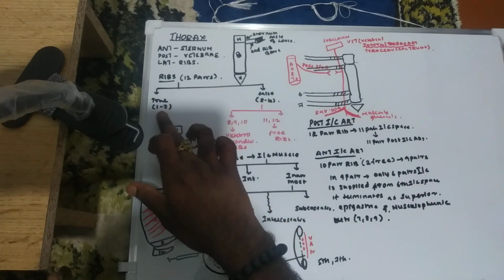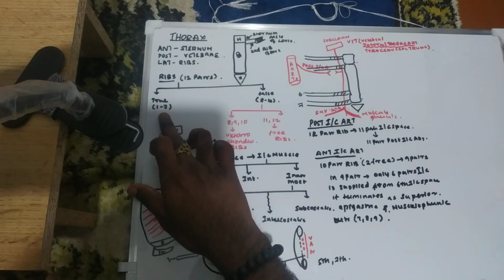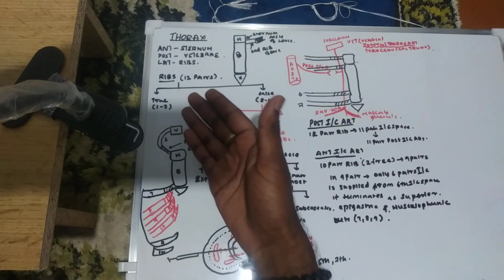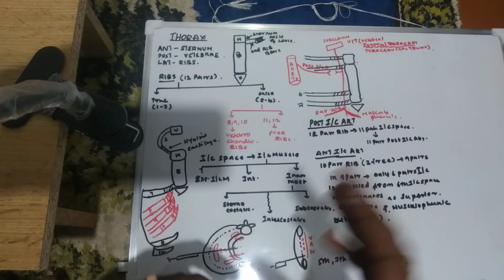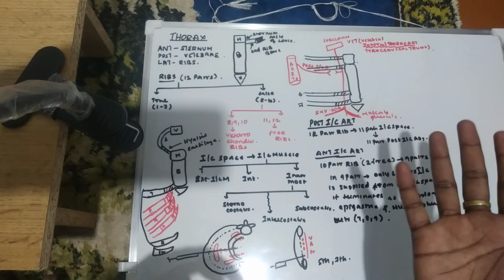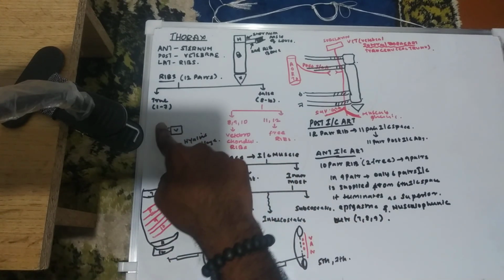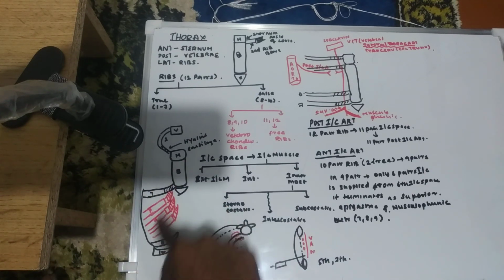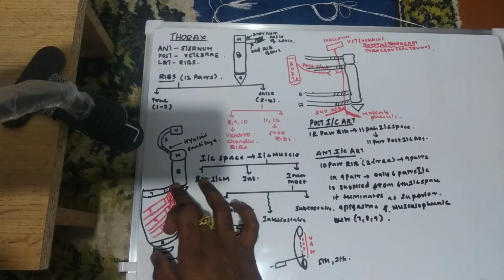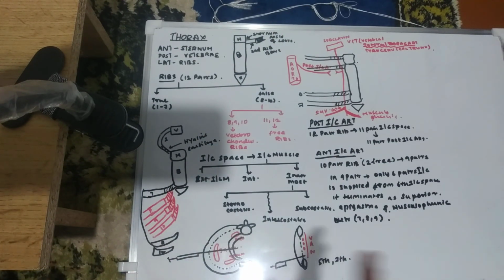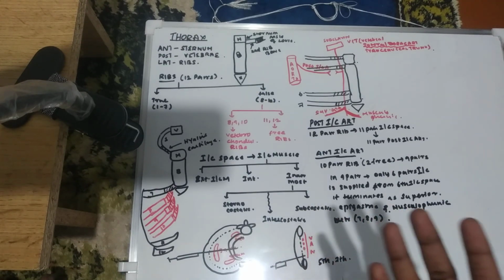In the 12 pairs, 1 to 7 are true pairs and 8 to 12 are false pairs. We say true ribs because they join with the sternum, and false ribs don't join with the sternum directly. See here, from 1 to 7 they join directly to the sternum. From 8, 9, 10, the cartilages join to the seventh rib costal cartilage, and it joins to the sternum. And 11, 12 are free floating, so we say they are free ribs.